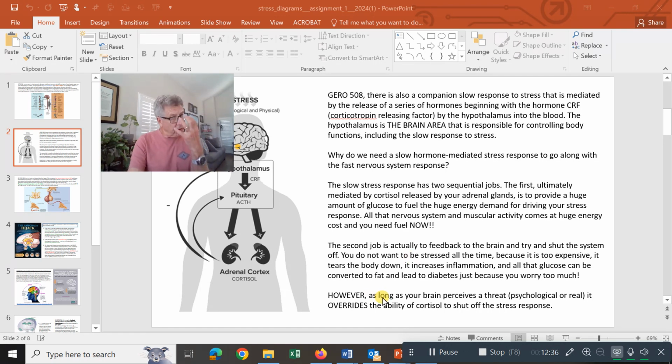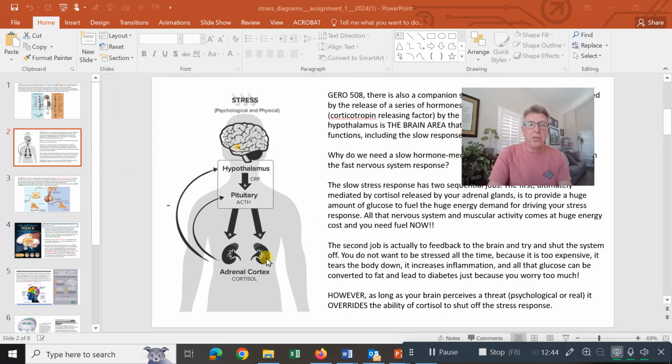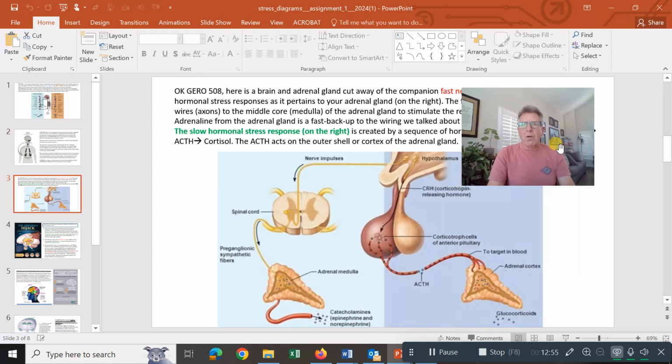So it's key for shutting off the stress system. However, if you are still seeing something stressful, hearing something stressful, your brain will override that shut off from the hormone cortisol. So this is the release of cortisol, doing all kinds of things that we talked about here, but it's also feeding back, trying to shut the system off. All right, cool.